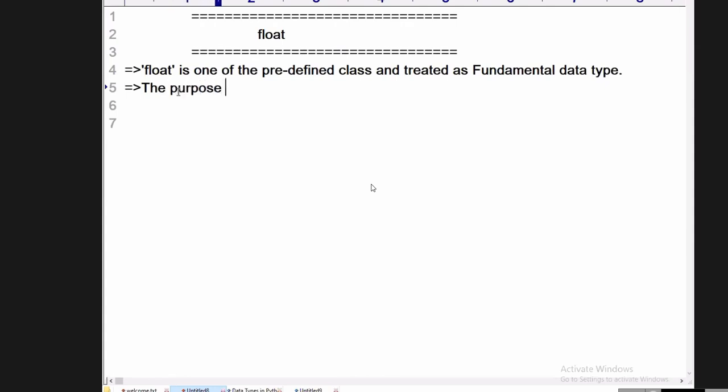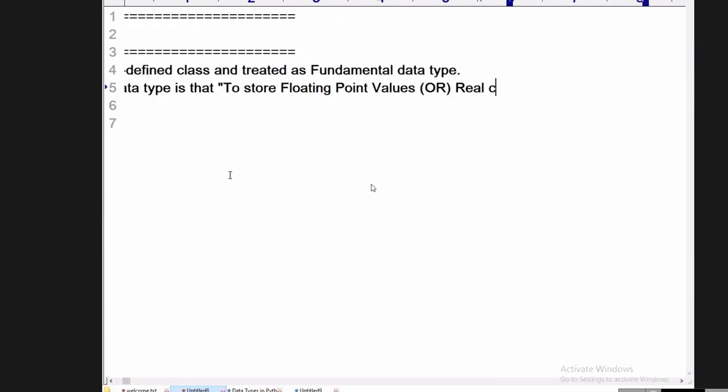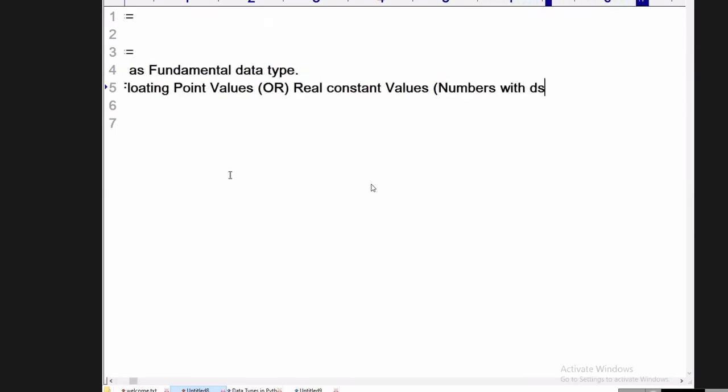The purpose of float data type is to store floating point values. Also, some people call it real constant values, which is nothing but numbers with decimal places.